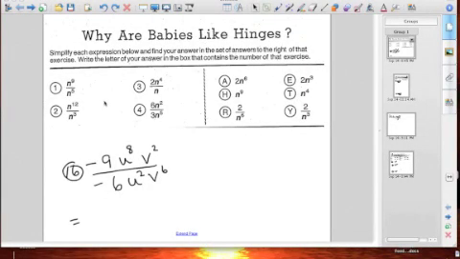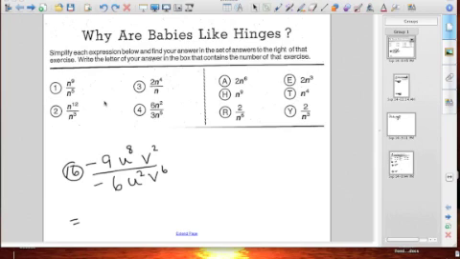Hi there, welcome to the tutorial on dividing exponents. You already had some lessons on this, but as you go into the more difficult questions on this worksheet, I think you might need some help. So what I'm going to do is I will do some questions from Why Are Babies Like Hinges, and then we will go on to the other worksheets assigned to you and do a couple of examples for you.